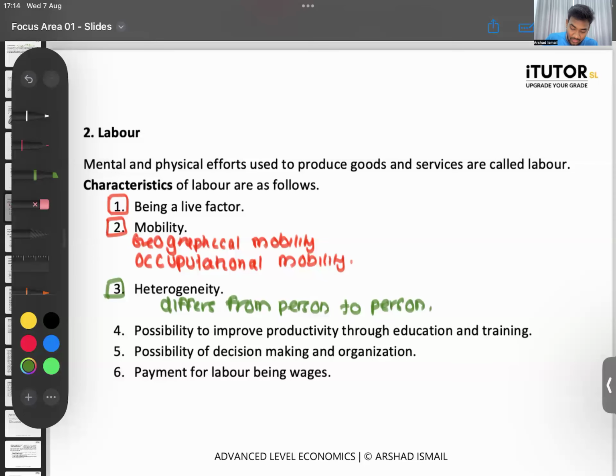Then number four, possibility to improve productivity. You can improve the productivity of labor. How can you make a labor resource do work faster, do better, with fewer mistakes? Education, training, experience. And that will improve the productivity. Then number five, my labor can make decisions. And finally, the payment for labor is wage. Easy stuff. We know this. Then capital.